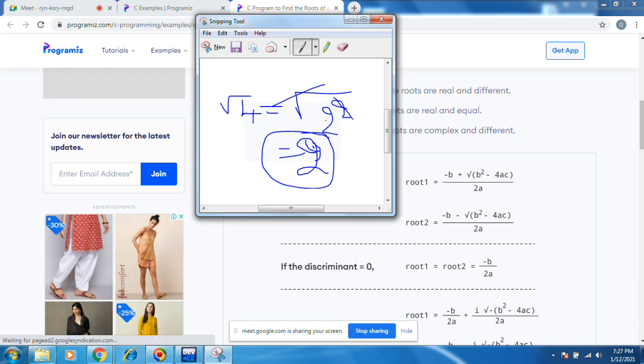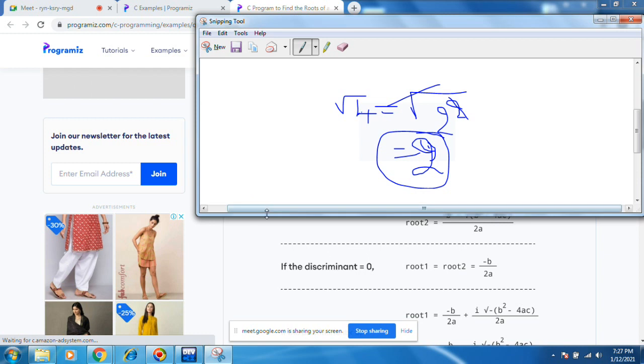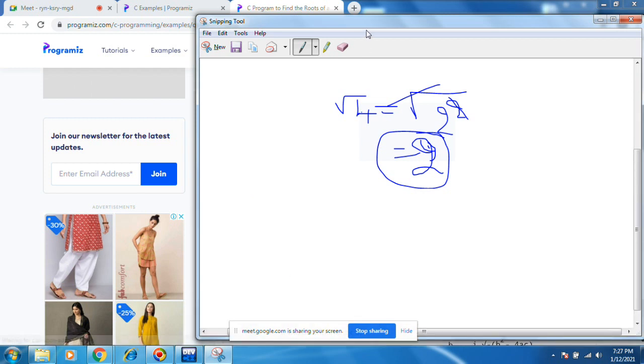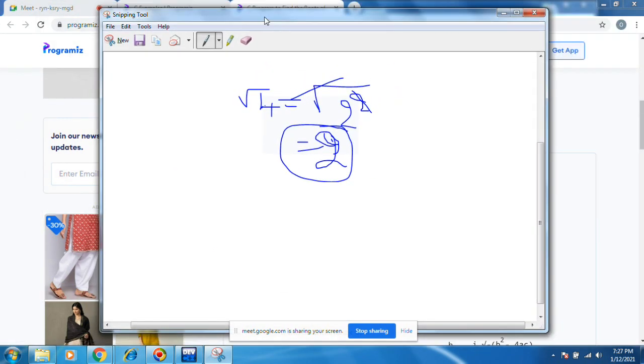Suppose you want to write root 16. In the same way, 16 means 4 square. The 2 and the square root cancel, and root 16 is equal to 4. Same kind of thing. This is called the square root.